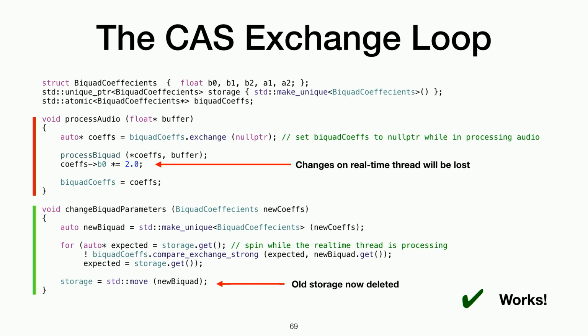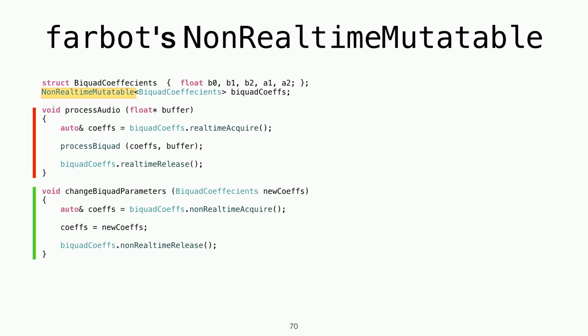However, we've got a couple of problems. One is it's quite verbose, quite complicated. If you saw this intertwined with lots of other code, it's quite difficult to reason about what's going on. And also, if you make modifications to your bytecode coefficients on the real-time thread, these are never propagated back to the non-real-time thread. So you lose any mutations at this point. It's important to realize.